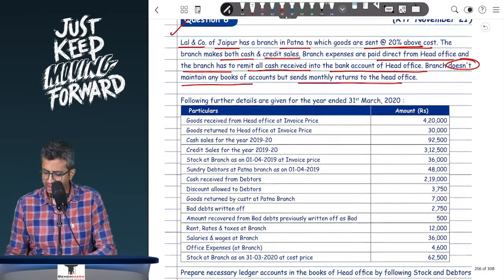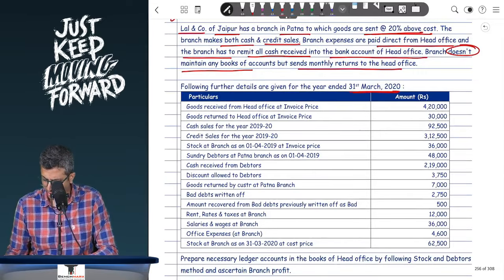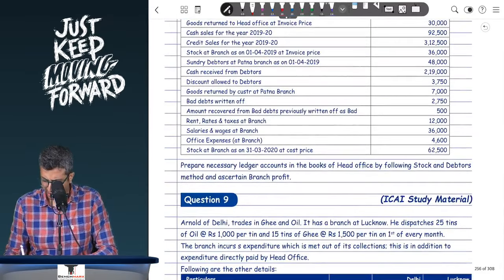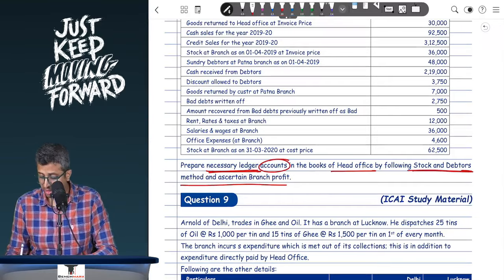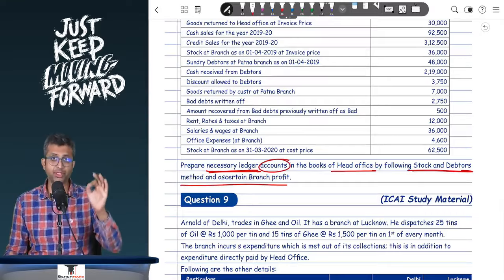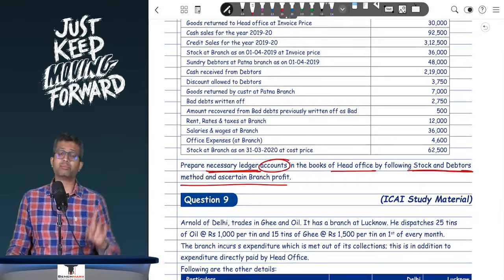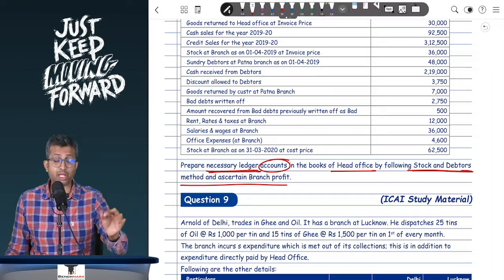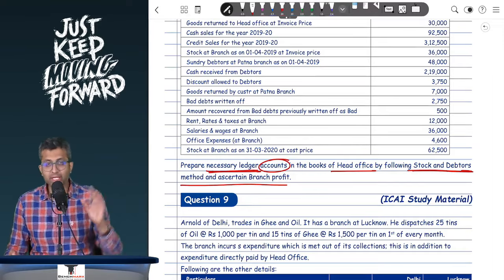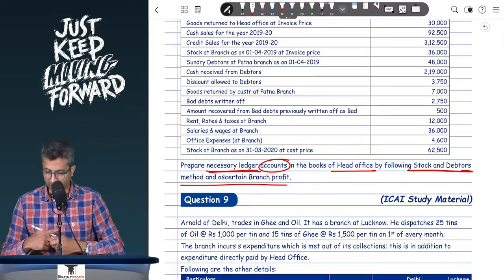Following further details are given for the year ended 31st March 2020. All of that data is given, and at the last, what did they ask? Prepare necessary ledger accounts in the books of the head office by following the stock and debtors method and ascertain the branch profit. In the debtors method, there is a single account, and the trading and profit and loss account is also single. Necessary accounts have to be prepared in the stock and debtors method.